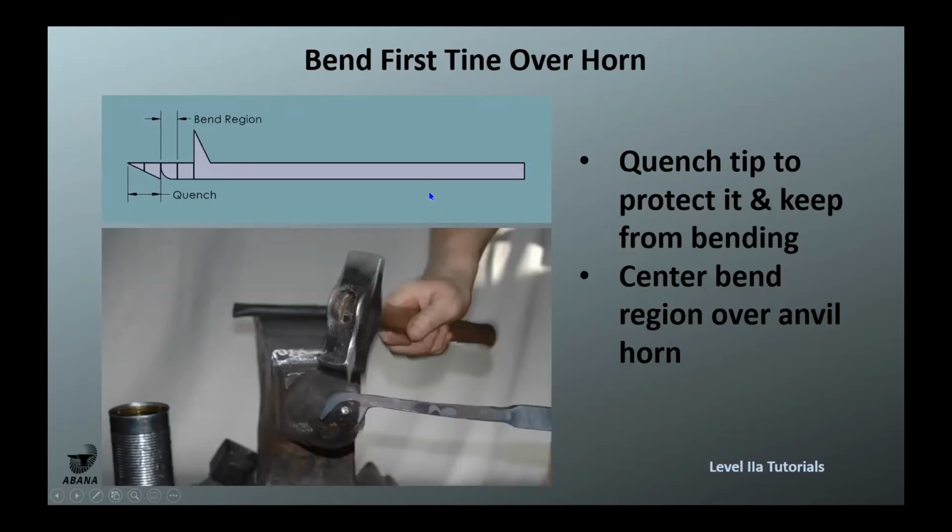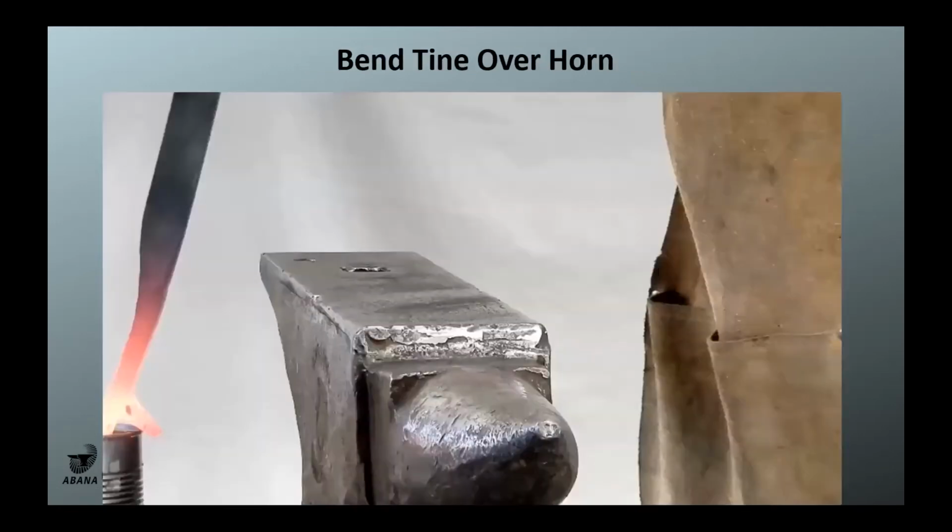We're going to move on to our next step, which is bending that tine over the horn. We have this sectioned up in regions on our model so we can really see. This was our jaw region. This was our bend and our tip. So we want to make sure we center this spot right here over the horn. And then we're going to quench our tip so that way we can protect that, because we're going to need to hammer right down on that to tighten that corner up.